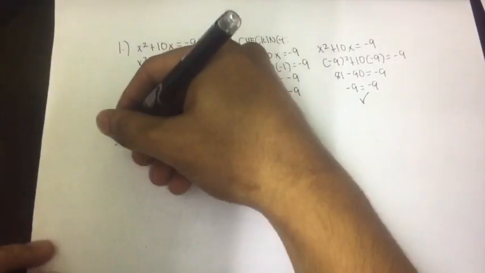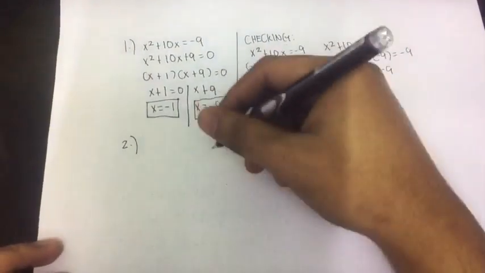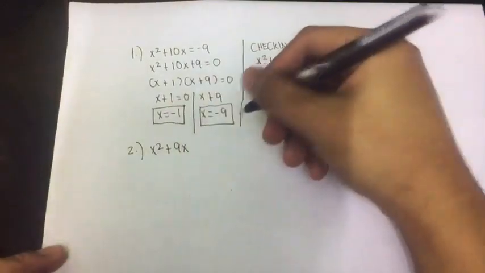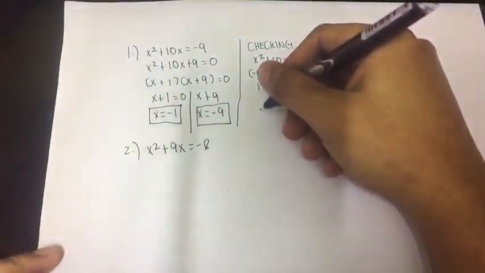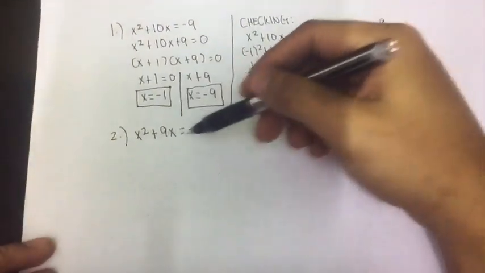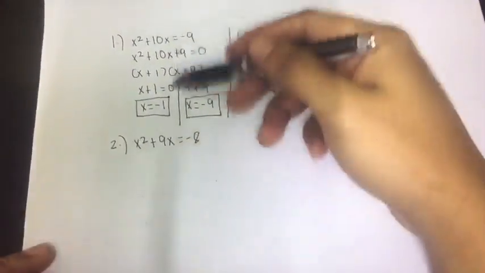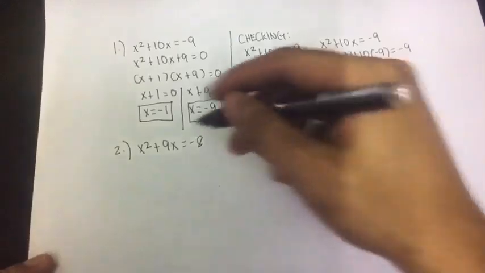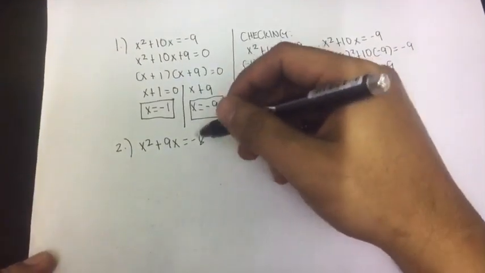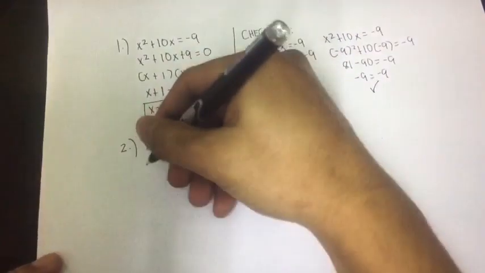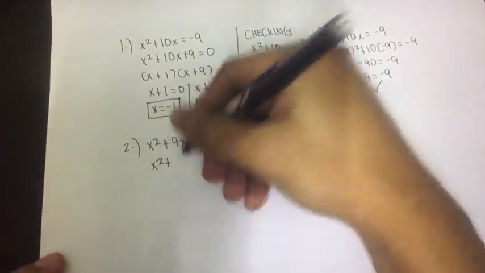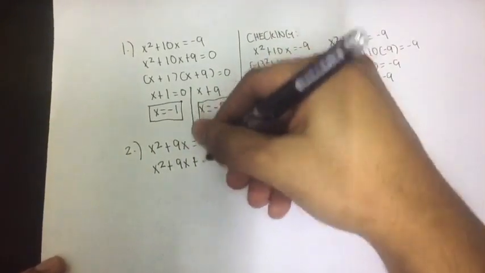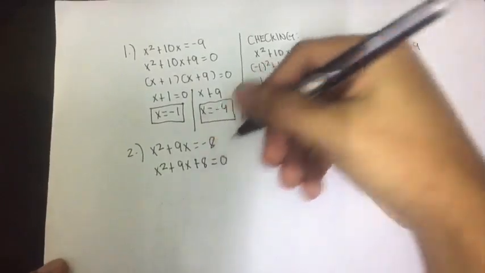For number 2, we have x squared plus 9x equals negative 8. To make this equation standard form, as in number 1, we need to transpose the negative 8 across. x squared plus 9x plus 8 equals 0.